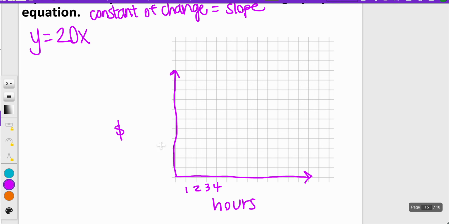For every hour, I'm going to go up by 20s. So I'm just going to count by 20s. This is 20, 40, 60, 80. So hour 1, $20. Hour 2, $40. Hour 3, $60. Hour 4, $80. Notice I'm still making that straight line, and my line should go through the origin. Okay?